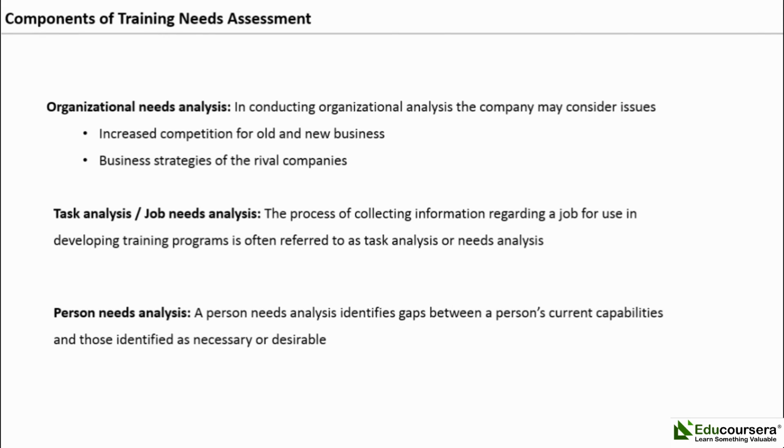Person needs analysis. A person needs analysis identifies gaps between a person's current capabilities and those identified as necessary or desirable. Person needs analysis can be either broad or narrow in scope. The broader approach compares actual performance with the minimum acceptable standards of performance. The narrower approach compares an evaluation of employee proficiency on each required skill dimension with the proficiency level required for each skill. The steps to implement an effective training curriculum are identifying skills gaps, developing learning objectives, preparing a training plan, and developing training materials.